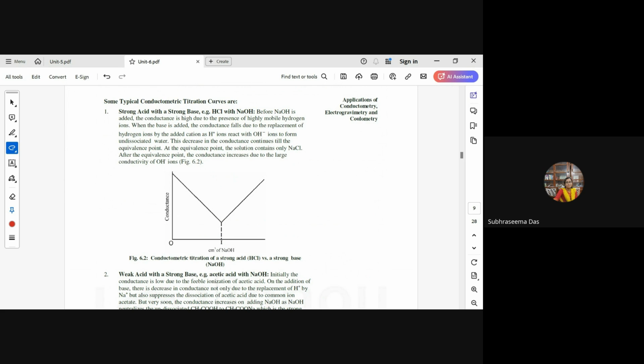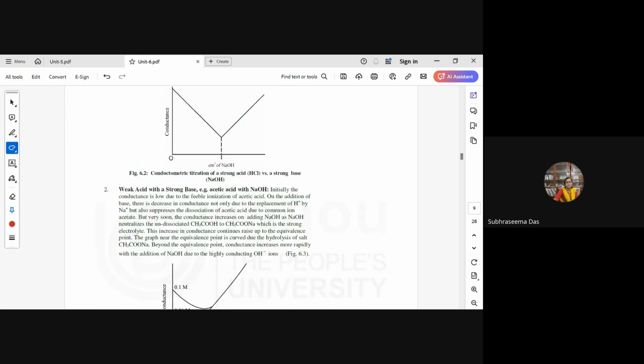This decrease in conductance continues until the equivalence point is achieved. At the equivalence point, the solution contains only NaCl. After the equivalence point, the conductance rises sharply due to the large conductivity of the OH minus ions.